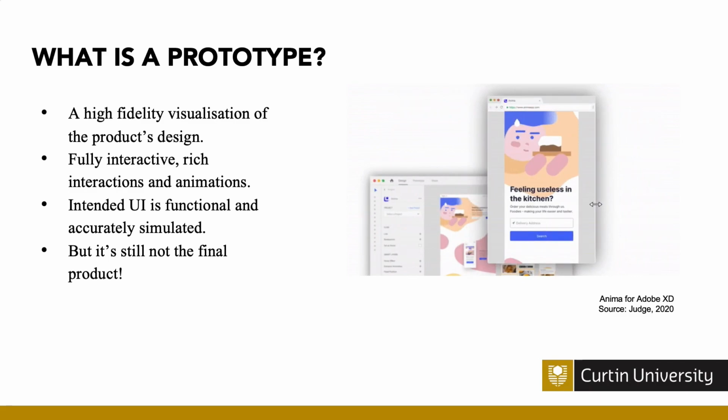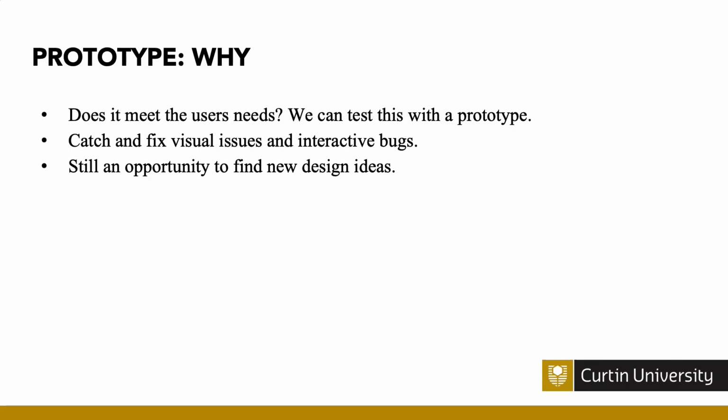So why do we prototype? So firstly, we prototype to try and work out, does this design solution meet the user's needs? We can actually test this with a prototype. You're going to develop a prototype, you're going to test it with people, get them to see if they find it user-friendly, if they find it logical to use, and if they don't, that's when you iterate and fix those things. It's also an opportunity to catch and fix visual issues and interactive bugs as well. And it's still an opportunity to find new design ideas.